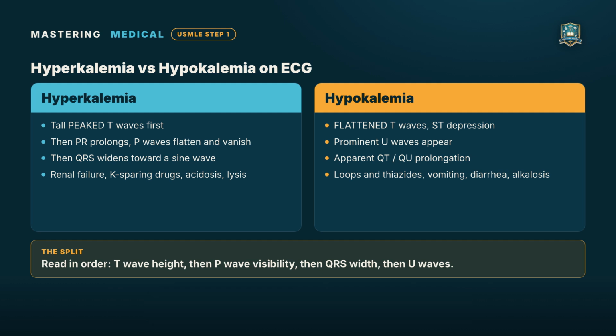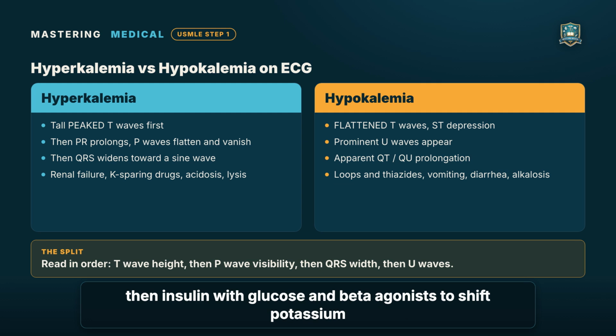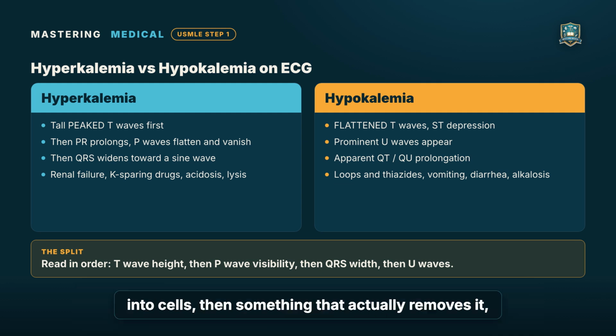Treatment order matters. Calcium gluconate first to stabilize the membrane, which does not lower potassium at all. Then insulin with glucose and beta agonists to shift potassium into cells. Then something that actually removes it, like a binder or dialysis.